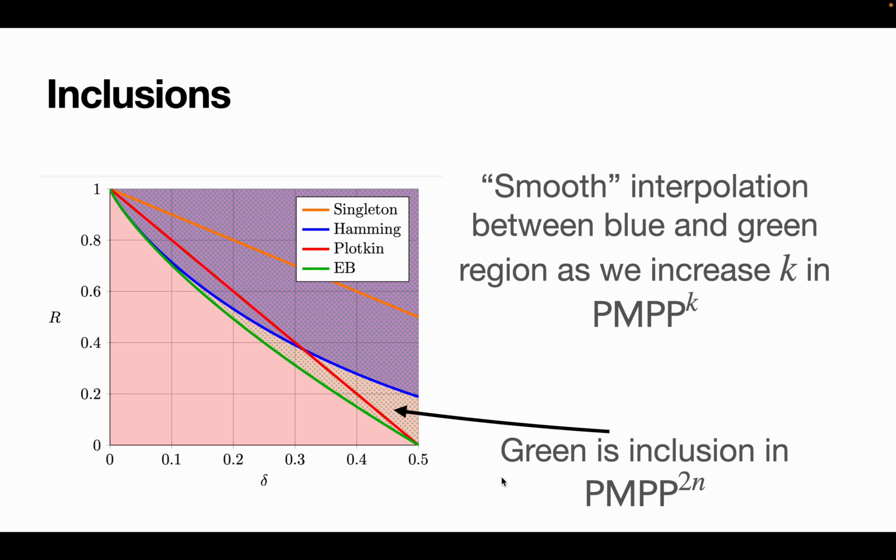For those of you who are familiar with the Elias-Bassalygo bound, this basically follows by unwrapping the proof of that bound and looking at the corresponding parameter regime.